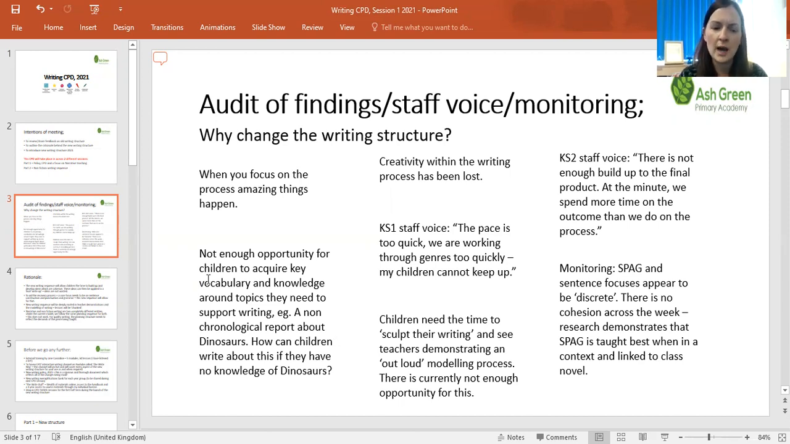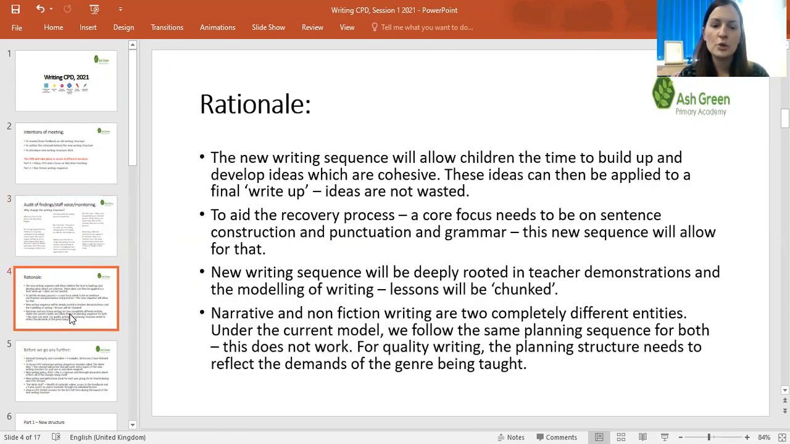The other thing I would add as well is that where we teach our SPAG at the moment, there doesn't seem to be any cohesion across the lessons, and I will talk more around that as we go through this PowerPoint. So the rationale. The new writing sequence will allow children the time to build up and develop ideas which are cohesive. So where we're teaching SPAG sessions, they're not going to be disjointed. They're all going to have a clear purpose. They're all going to link.